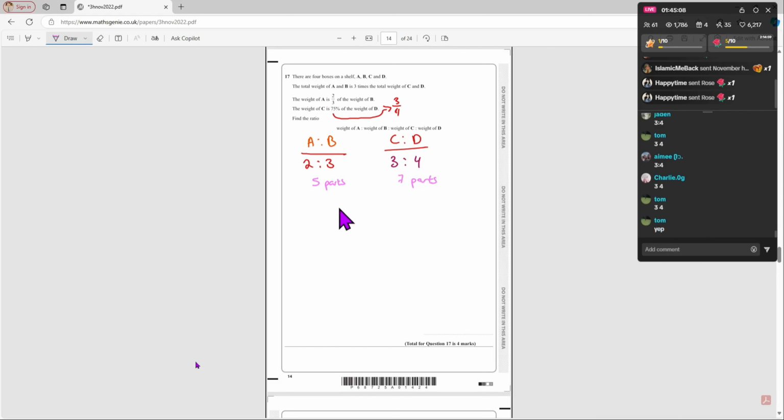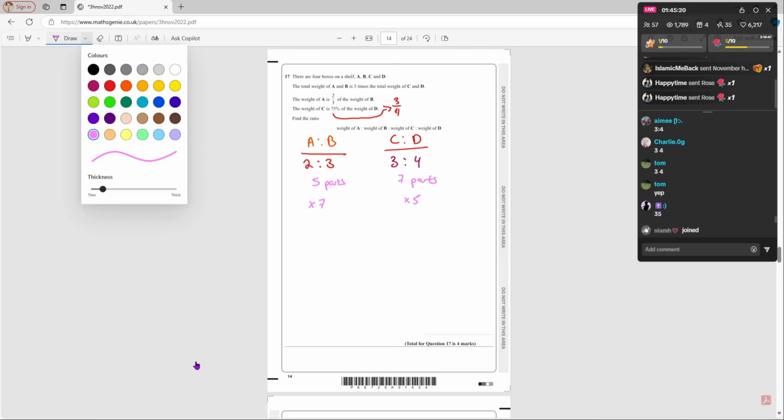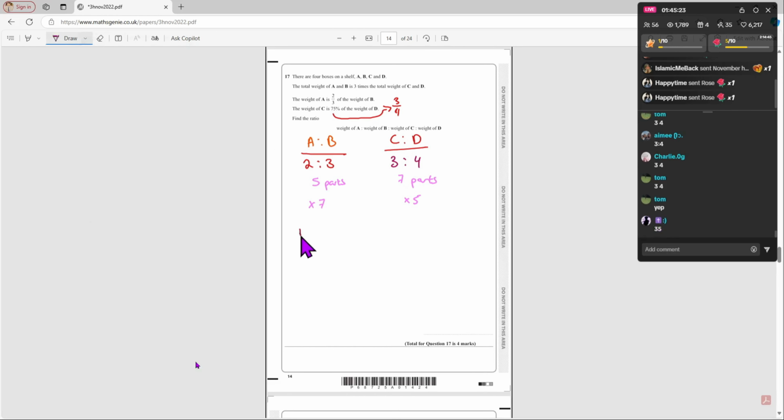We have to make them out of 35 parts, basically. So we're going to multiply this one by 7 and this one by 5 to make them out of 35 parts, because that's going to be our lowest common multiple. So we're going to do 7 times 2 is 14. 7 times 3 is 21. And then 5 times 2 is 15. And then 5 times 4 is 20.